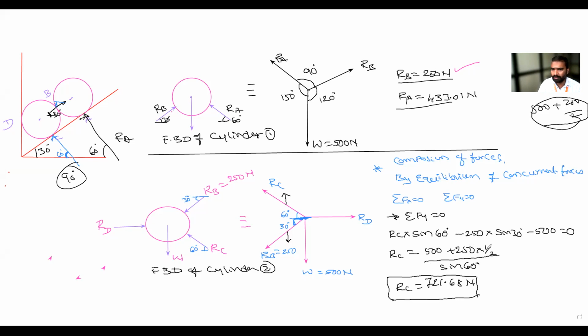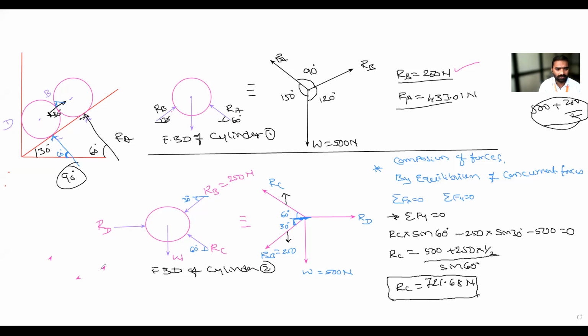First do 250 divided by 2. Next, plus 500. Next, divide the whole answer by sin 60. If you do it all at a time, you will get a wrong answer. Is it clear? Is everyone getting the answer 721? Yes, sir. It means this is the correct answer.